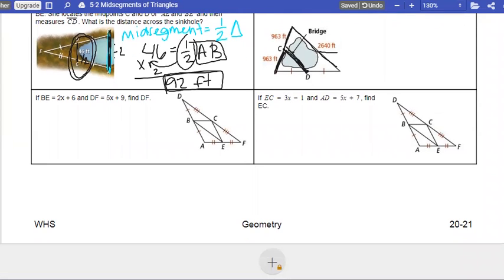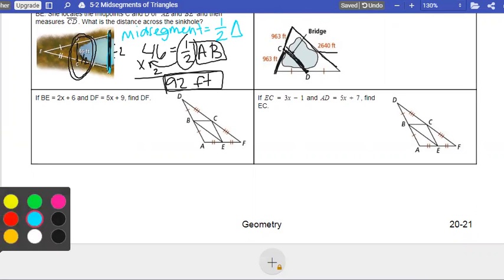In this last one, it says BE equals 2x plus 6 and DF equals 5x plus 9. Find DF. So let's go label what they just gave us. BE, so that's this piece right here. That is 2x plus 6. DF, which is this piece right here, is 5x plus 9. Find DF. So they want us to find the whole length of DF here.